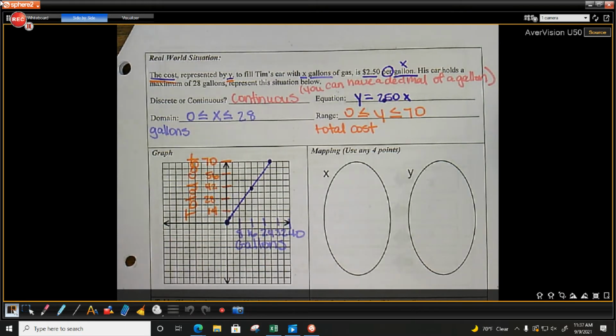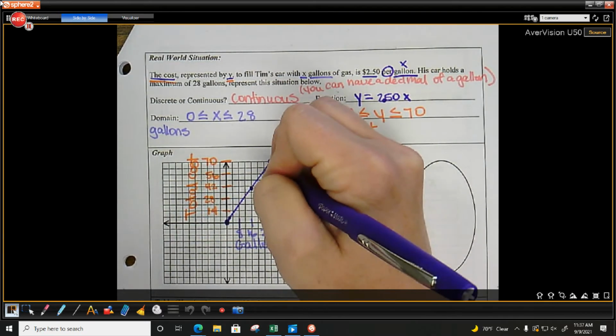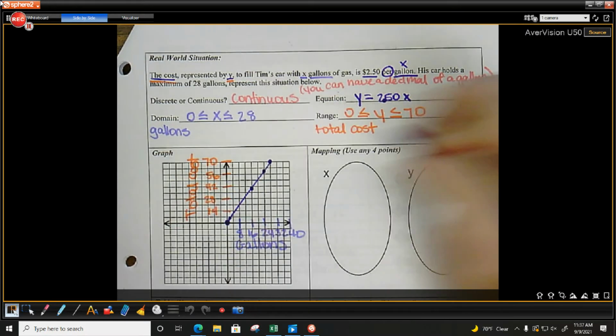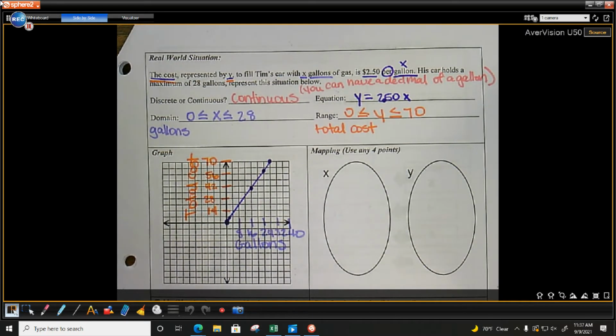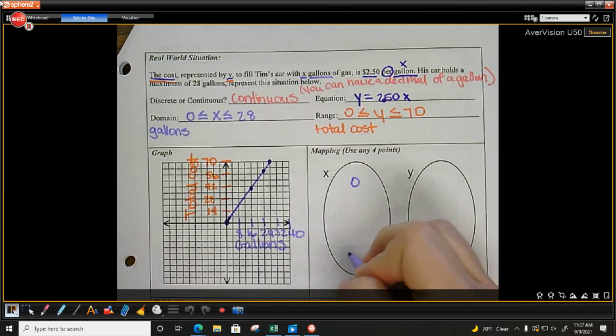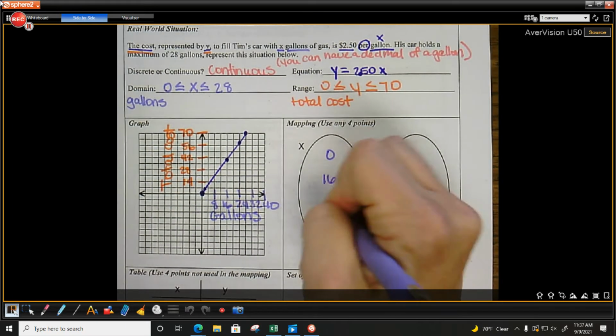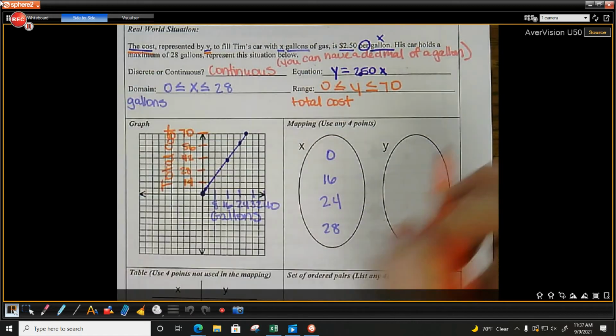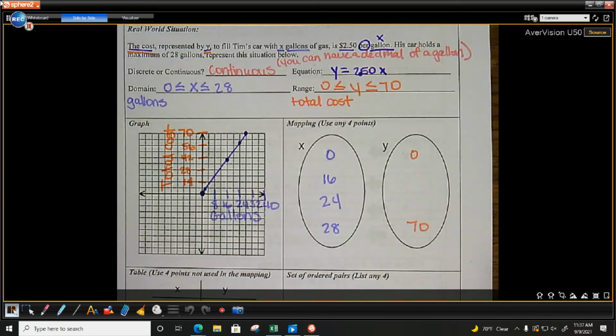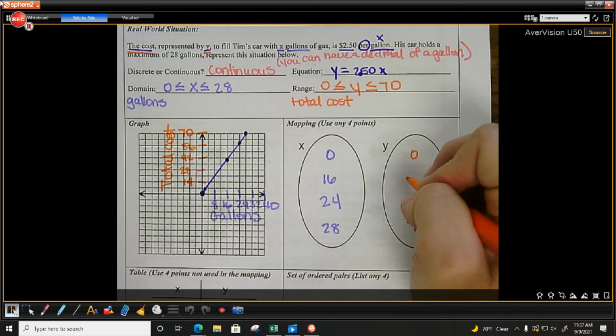Okay, tell me another one that's divisible by 4. Because that's what we counted by. Yes, Enzo? 24. What's 24 times 250? 60. There we go. Okay, so we're going to write our x values. So we started at 0, we ended at 28. The 2 x values we chose in between were 16 and 24. Our y values start at 0, end at 70, and what were they, 40 and 60? Is that right? 40 and 60.